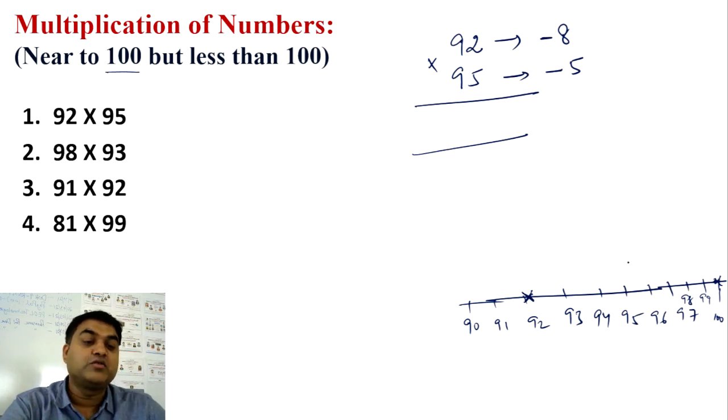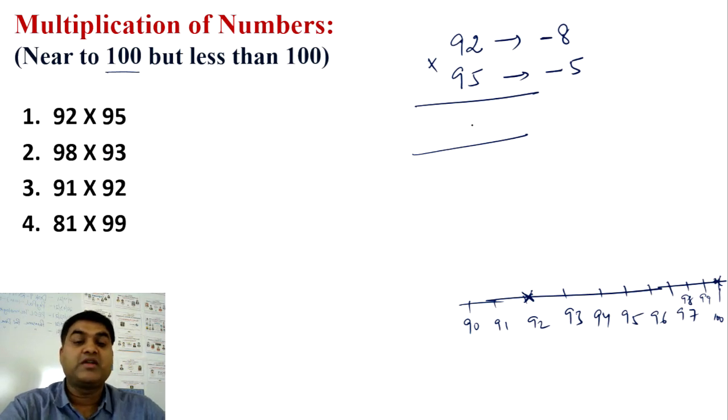1 2 3 4 5 6 7 8, 8 times, 8 steps ahead we have to go, right? So minus 8, or we can tell from 100 we are going back, right? So how much back do we have to go? We have to go 8 times behind on the number line. So that is why this is minus 8 and this is minus 5.